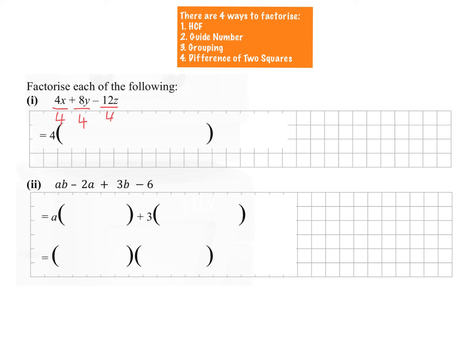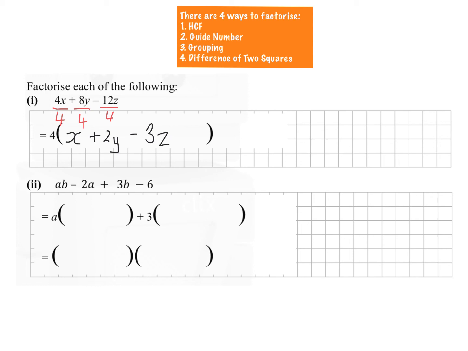So when I divide 4 into 4x, I'm left with x. When I divide 4 into 8y, I'm left with plus 2y, because 4 into 8 is 2. And 4 into 12 is minus 3, and I keep my z. And that's that fully answered using the method of highest common factor. I then come to part 2. Part 2 is done by grouping.